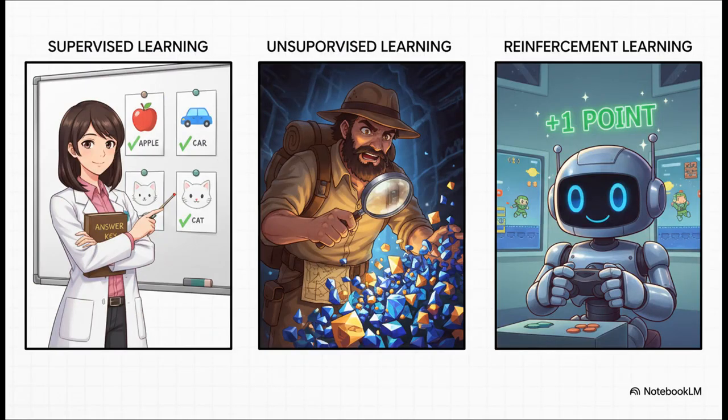Now, machine learning is usually broken down into three main categories, or flavors. You've got supervised learning, which is like studying with an answer key. Then there's unsupervised learning, which is more like exploring a new world without a map. And finally, reinforcement learning, which is like learning to play a video game by getting points for good moves. For our purposes today, we're going to focus on the first two, because they're the bedrock of most of the applications you use every day.